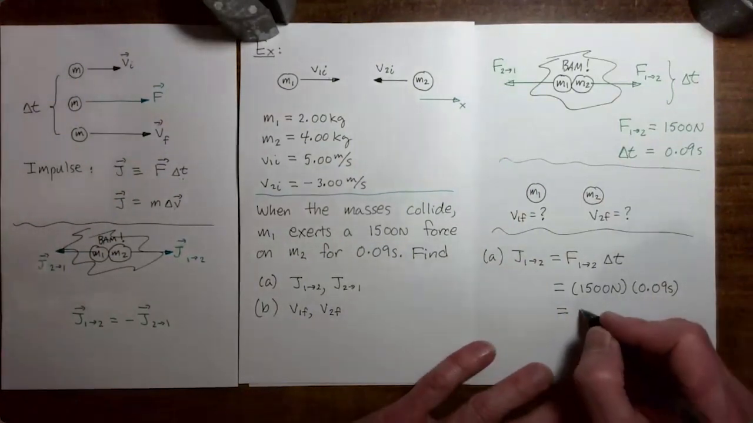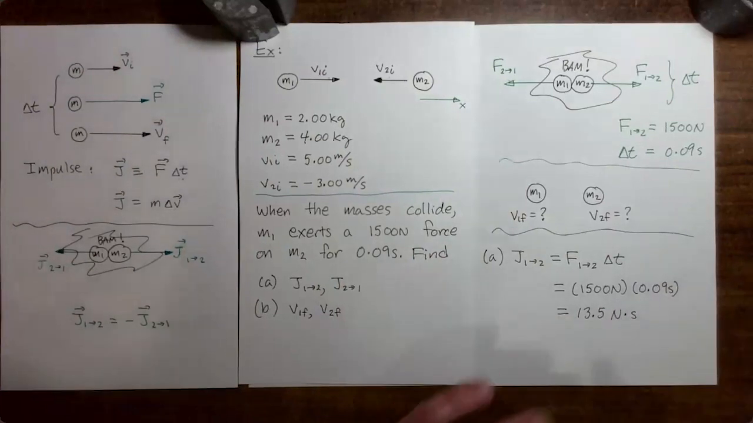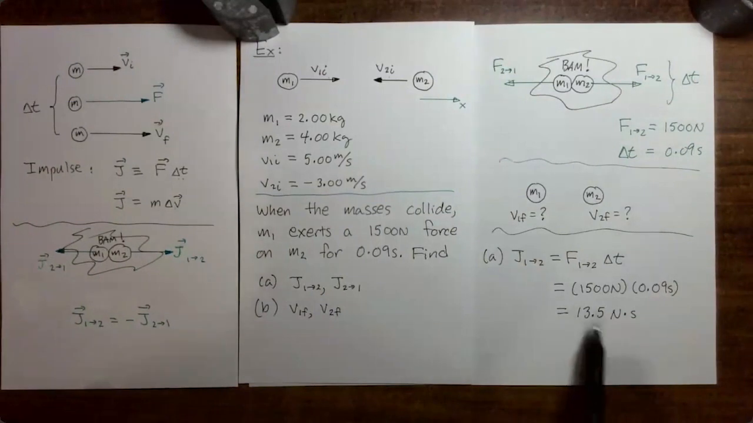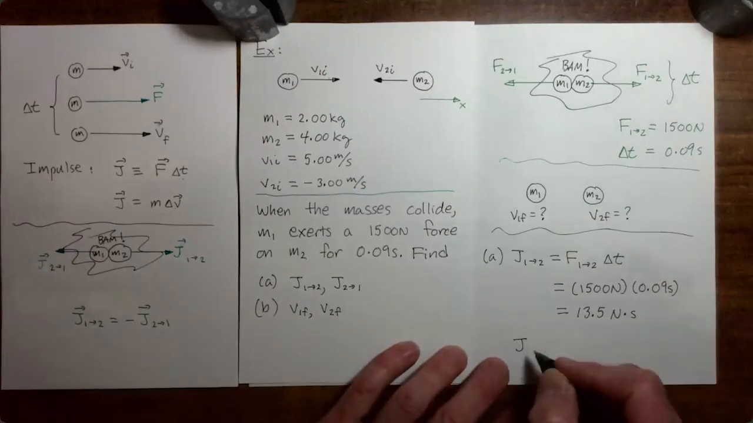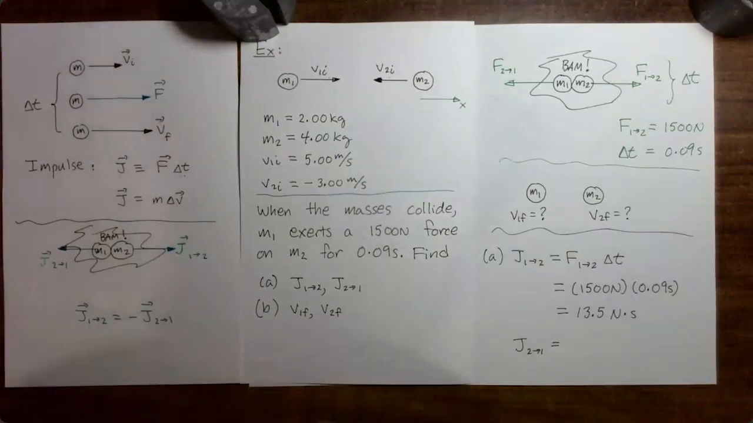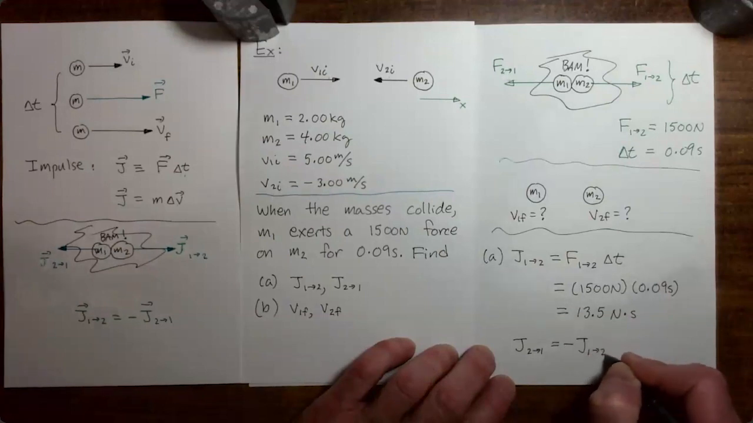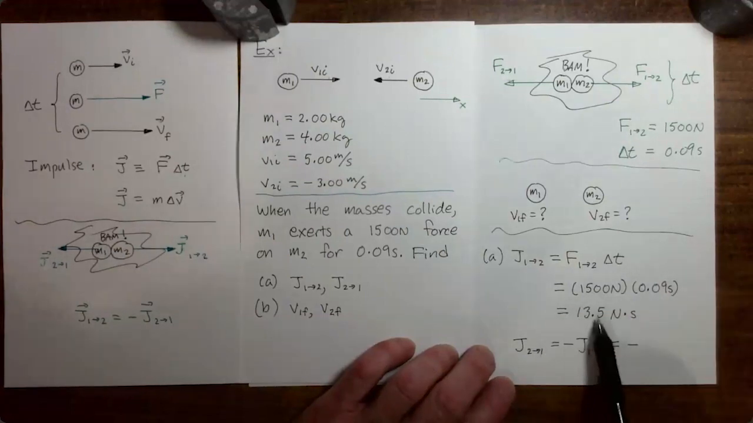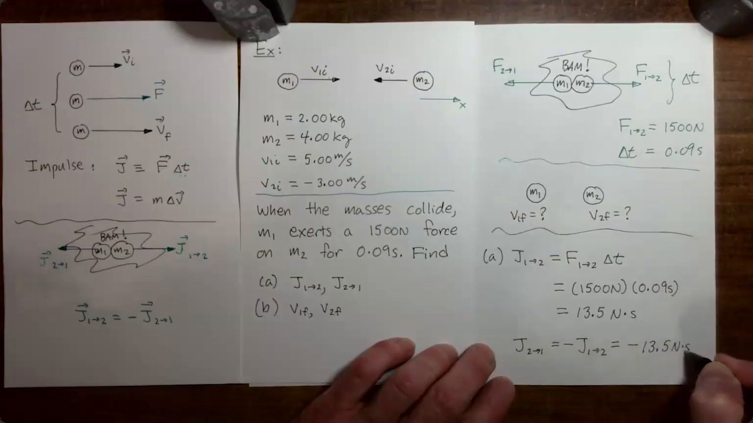Multiplying together, I get 13.5, and then the unit is Newton seconds. So this would be the impulse that mass 1 gives to mass 2. We also want to get the impulse that 2 gives to 1. Now here we can use the result from the previous video. We have that impulse 2 on 1 equals minus impulse 1 on 2. Impulse 1 on 2 is 13.5 newton seconds, so minus that would be minus 13.5 newton seconds.